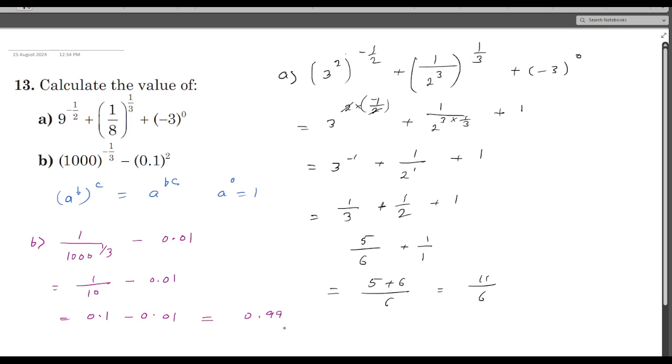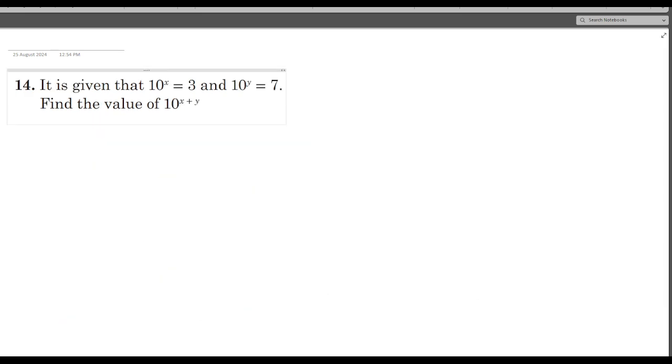Okay, 0.99. So how do you subtract? You will consider 0.1 as 0.10. Then from 0, I cannot subtract 1. I will take 1 carry. So 10 minus 1 is 9. Okay, this is not 0.99, my mistake. It's 0.09. It's 0.09 because this 1 will become 0 and 0 minus 0 is 0. So 0.09. 13th question done.